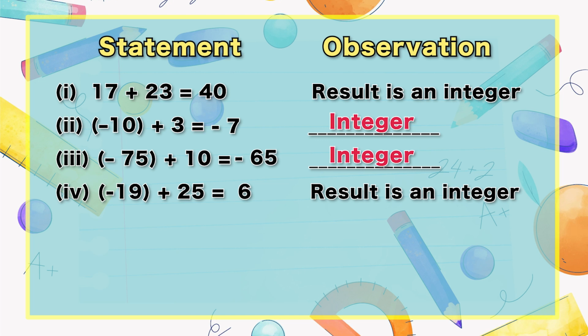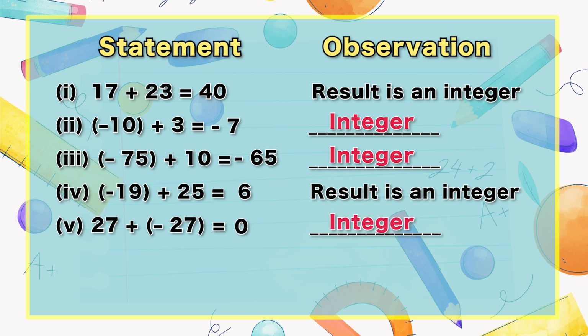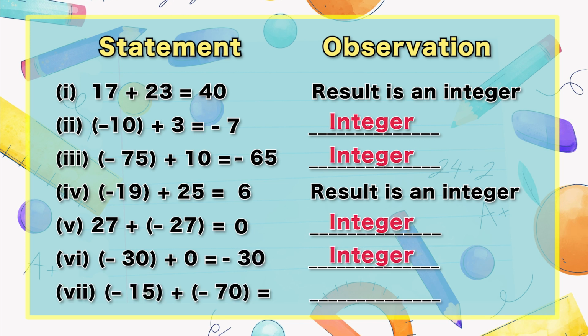-19 plus 25. It gives 6. 6 is an integer. 27 plus -27. What is it? It is 0 and 0 is an integer. -30 plus 0 is -30. Again the result is an integer, and -15 plus -70 is -85, which is again an integer. So you can see for yourself that you will always get an integer.